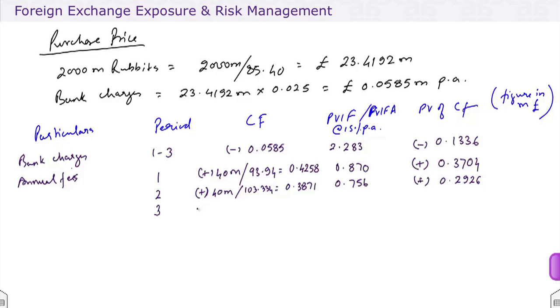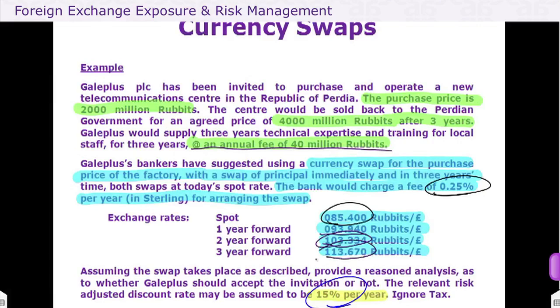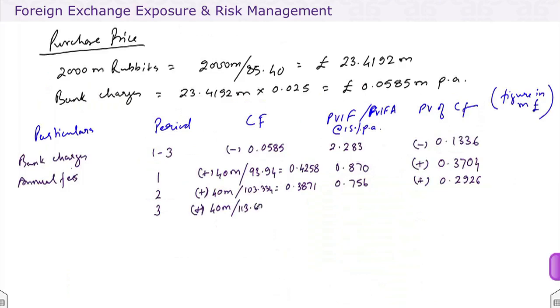And third year again you are getting a cash flow of 40 million, but in the third year the exchange rate forecast is 113.67. So when divided by 113.67, it comes to 0.3519, and multiplying with the present value factor of 0.658, it comes out to 0.2316 as the present value of the cash flow. So these were some particulars.